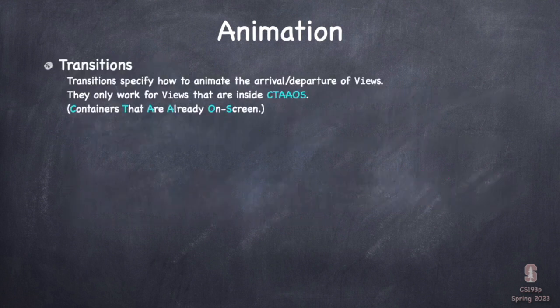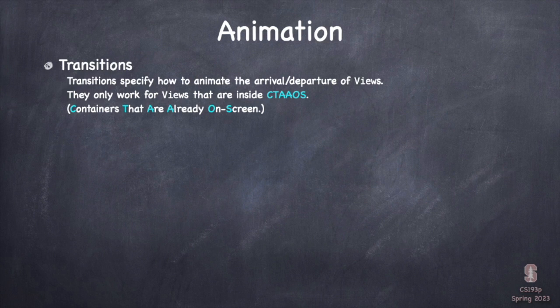All right, let's talk about transitions. Transitions are this thing about views coming and going. We call those transitions, so get used to that word. That's what the view modifier that sets it up is called. And they only work for views that are CTAAOS. That's my nice acronym there. I couldn't actually come up with any phrase that would be a word, so I picked this particularly hard to say, CTAAOS, so it'll stick in your mind. CTAAOS is containers that are already on screen.